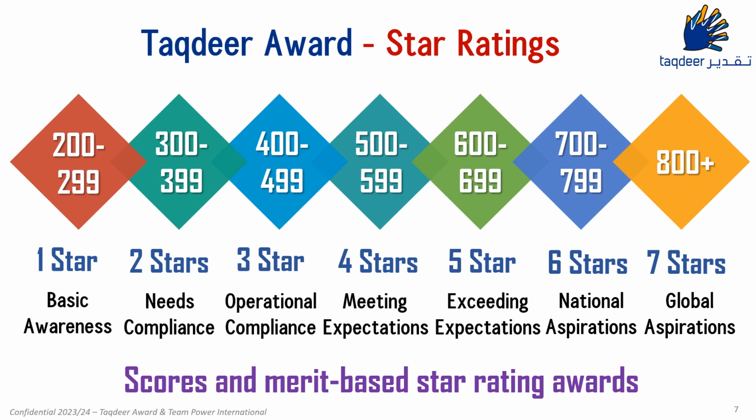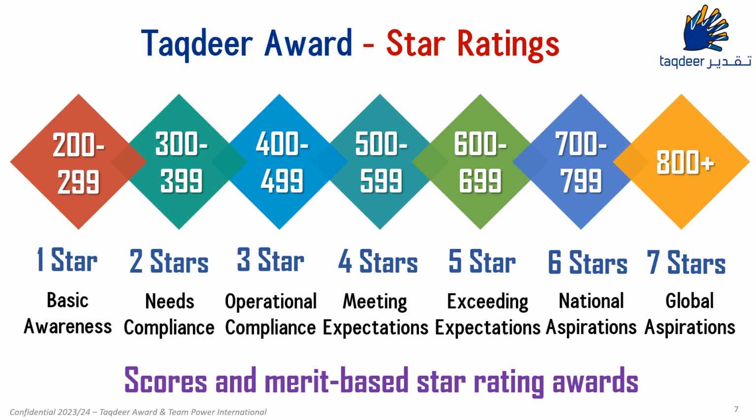Companies scored between 300 and 399 points will be recognized as 2 stars, and the company's workforce care performance will be recognized as needs compliance level. Companies scored between 400 and 499 points will be recognized as 3 stars, and the company's workforce care performance will be recognized as operational compliance level. Companies scored between 500 to 599 points will be recognized as 4 stars, and the company's workforce care performance will be recognized as meeting expectations level.